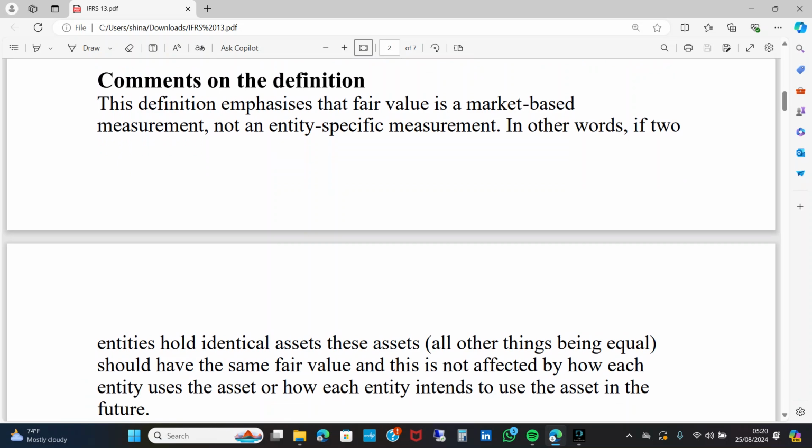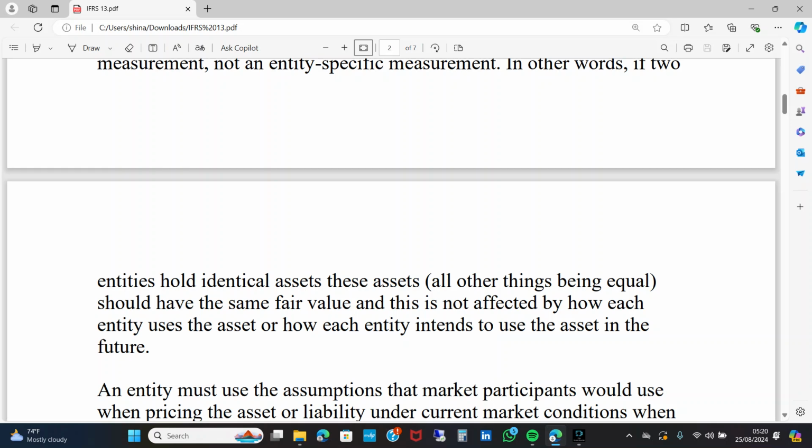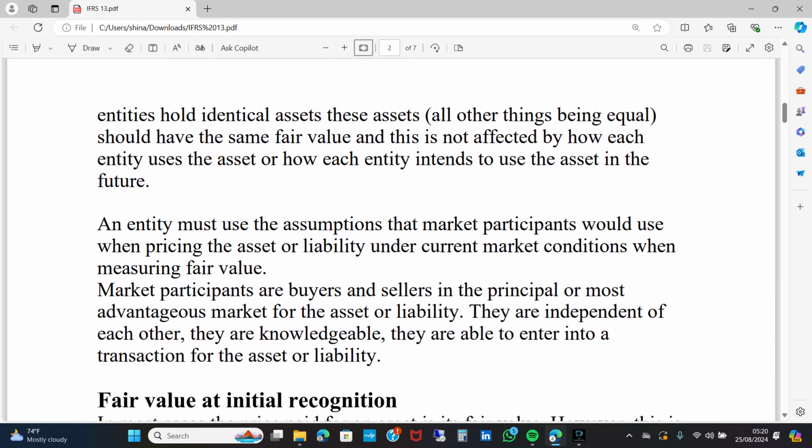So please note that fair value is market based. In other words, if two entities hold identical assets, these assets, all other things being equal, should have the same fair value. And this is not affected by how each entity uses the asset or how each entity intends to use the asset in the future. All right, so if two entities hold assets, all other things being equal, they should have the same value.